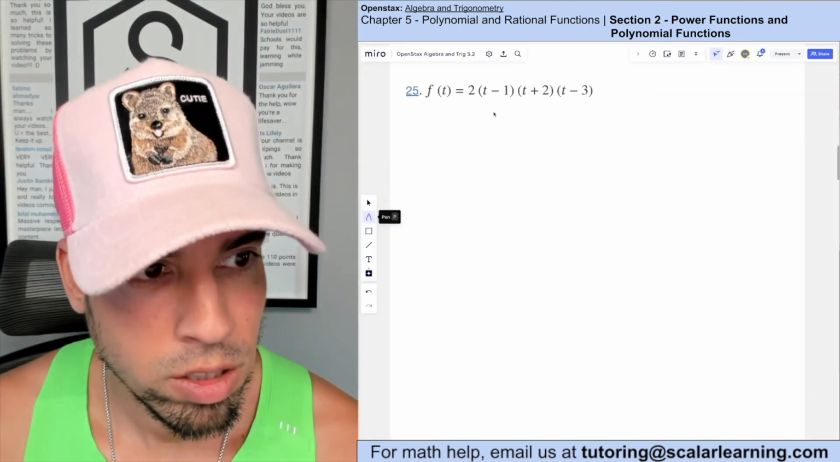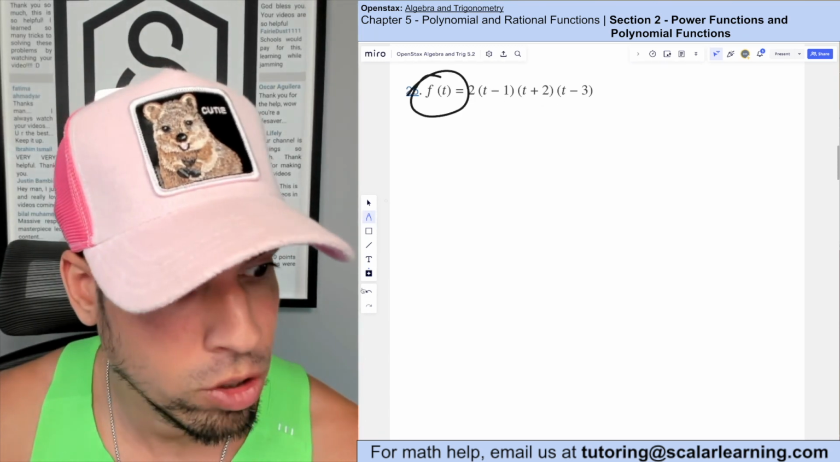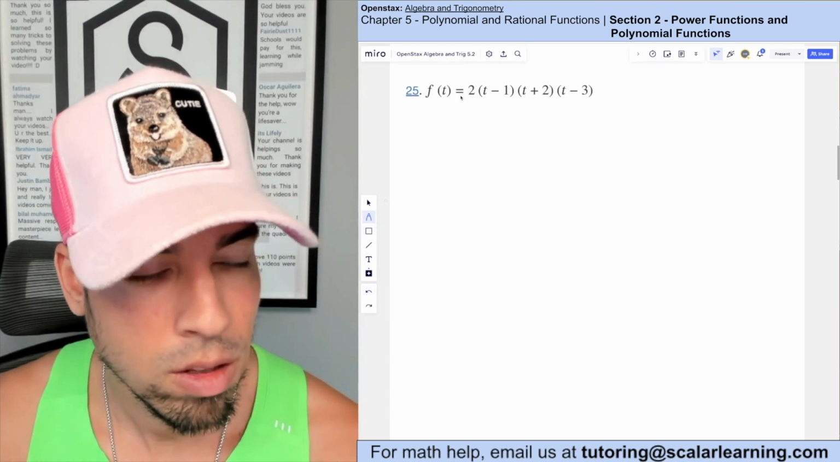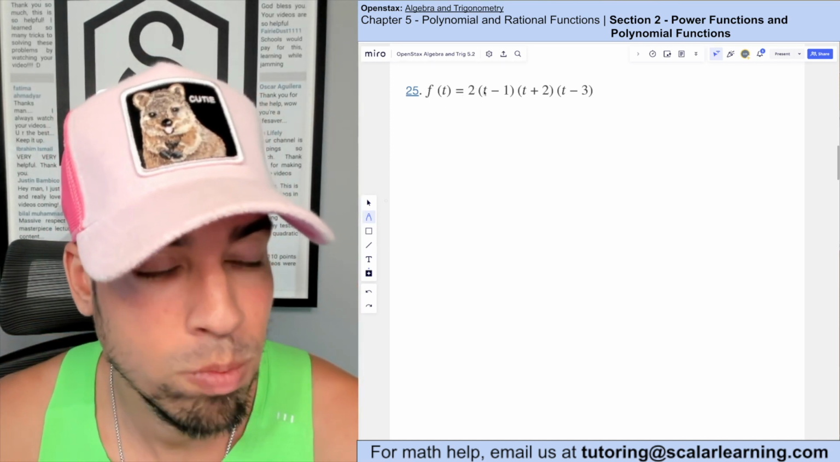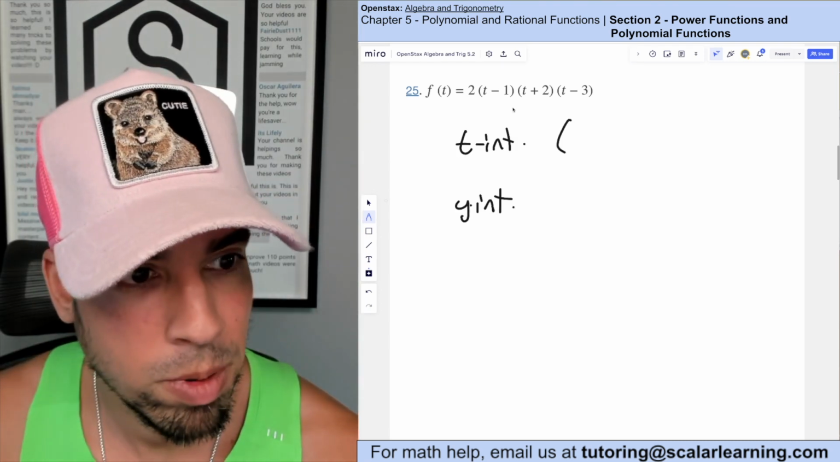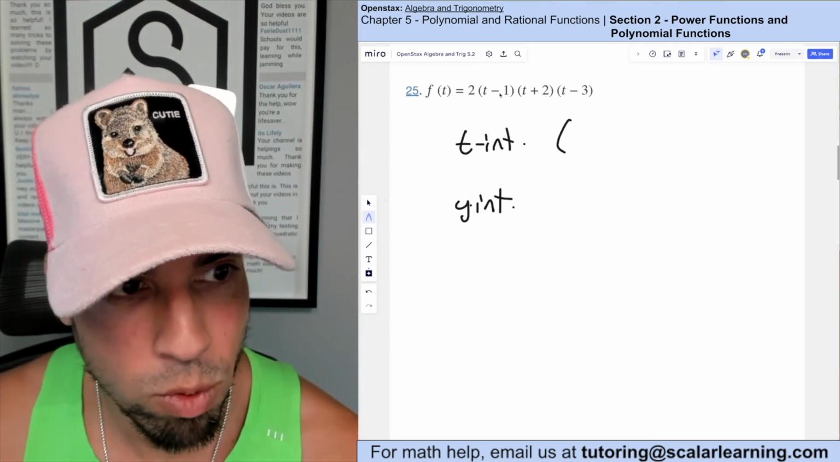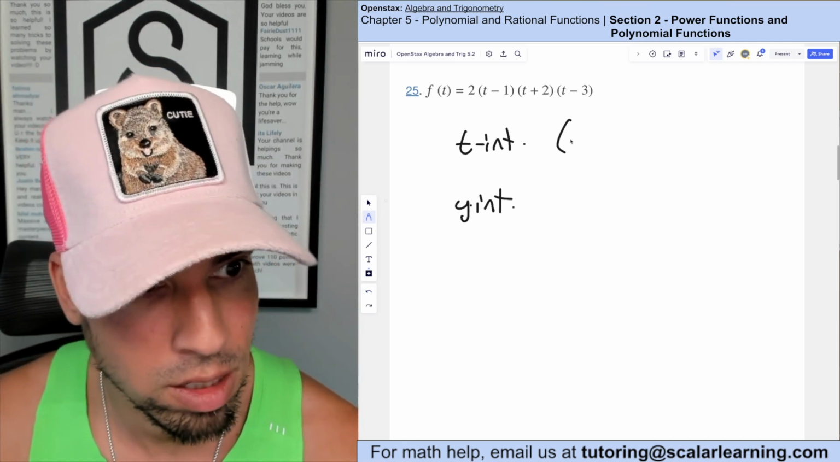For this question, it wants us to find both the t-intercepts, aka the values of t that make the function go to 0, as well as the y-intercepts, or function intercepts, if you will, and that's when you plug in 0 for t. So let's get both of those. So the t-intercepts can be found just by looking at this in factored form, meaning what will make this go to 0 will make everything go to 0, and that's going to be 1.